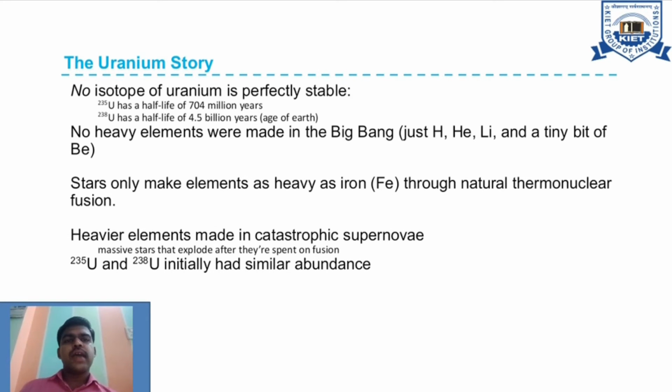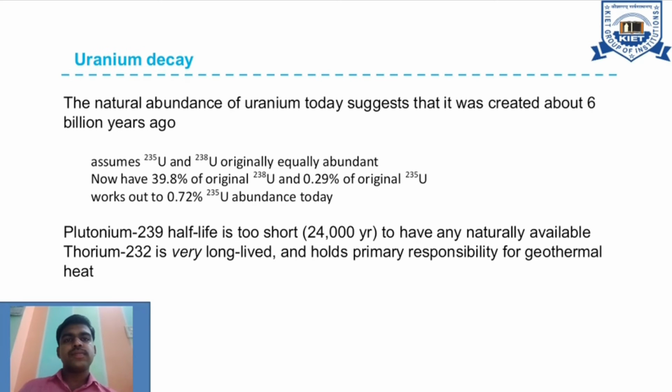Uranium, slowly, let's have a look in a short manner. No isotope of uranium is perfectly stable. No heavy elements were made in the Big Bang. At the same time, stars only make elements as heavy as iron, because heavier elements are made in catastrophic supernovae. Uranium 235 and uranium 238 initially had similar abundance. What is uranium decay? The natural abundance of uranium suggests that it was created about 6 billion years ago. That is the historical information.